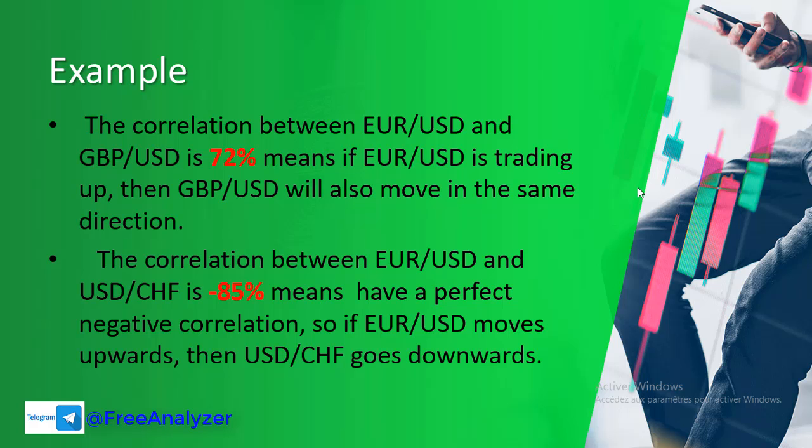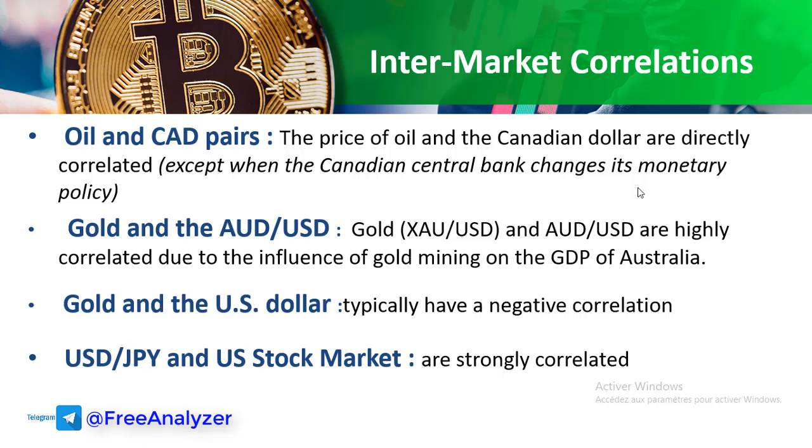Here is another example, of negative correlation, between EUR/USD and USD/CHF. We know that the correlation between these two pairs is about negative 85%. That means they have a strong negative correlation. So if EUR/USD moves upwards, then USD/CHF goes downwards. For this correlation, I will share with you a table where you will find all pairs and the correlation between them.